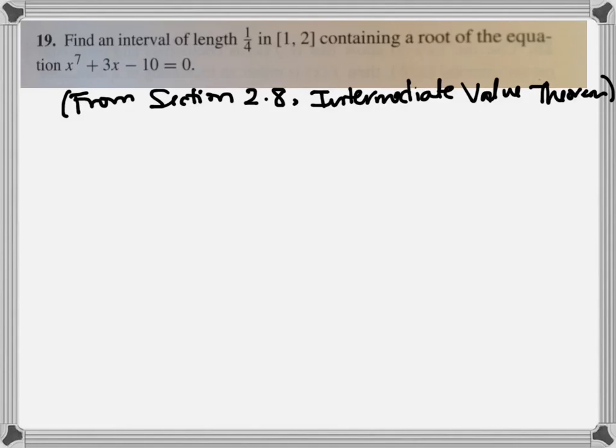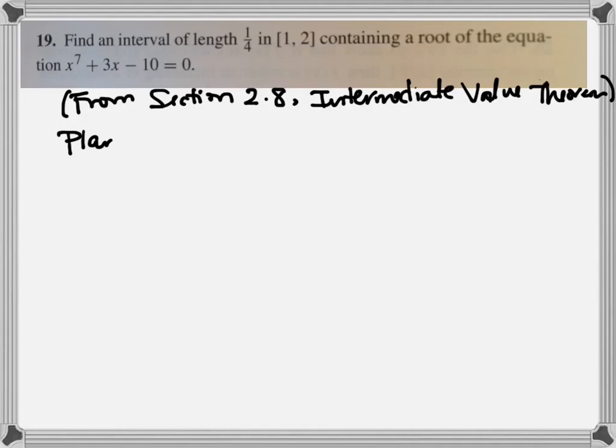Okay, so the problem says find an interval of length 1/4 in the closed interval from 1 to 2 containing a root of the equation x to the 7th plus 3x minus 10 equals 0. Alright, so when I see this problem, I know I'm going to use the intermediate value theorem, if only because it's in the section in the book on the intermediate value theorem, but also the fact that we're trying to find roots of equations in intervals maybe clues the intermediate value theorem too.